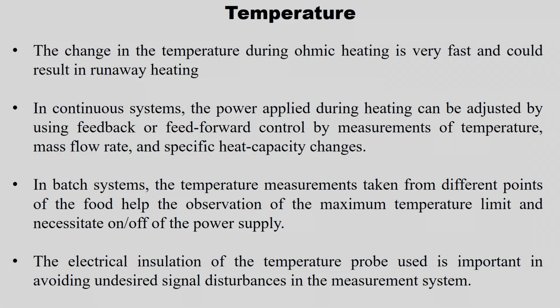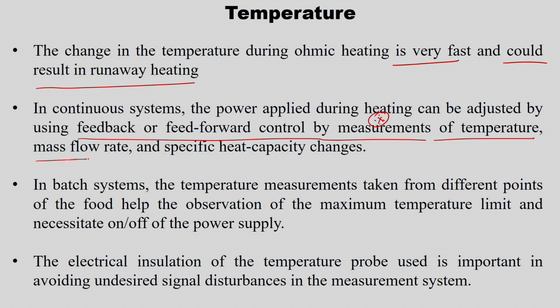Now the second one is the temperature. The change in the temperature during ohmic heating is very fast, as we have just seen, and could result in runaway heating. In a continuous system, the power applied during heating can be adjusted by using feedback or feed forward control. This is very important, because if it heats rapidly, then there may be runaway heating.